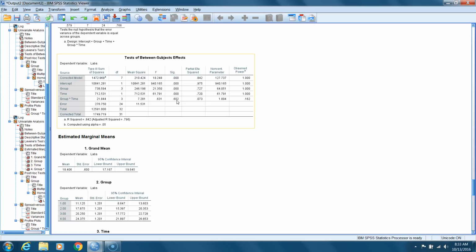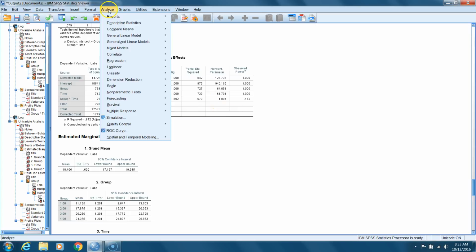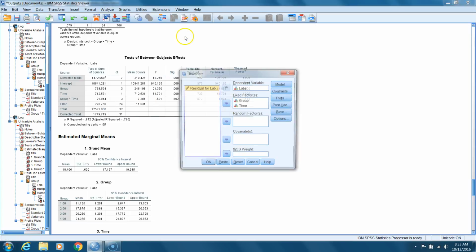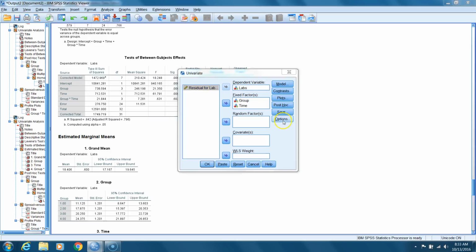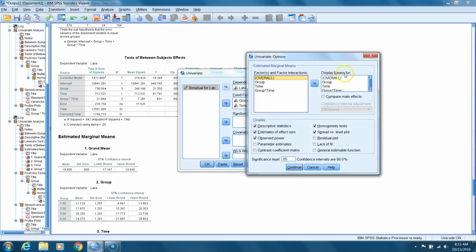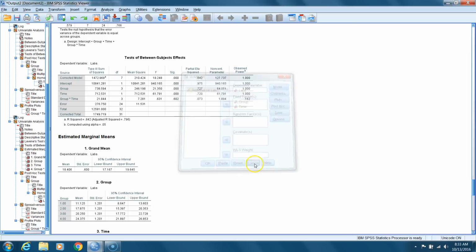This time around, I asked for some of those means when I went to Analyze, General Linear Model, Univariate. One of the things I asked for was to display means for overall, group, time, and group by time. I'm just going to cancel that out.